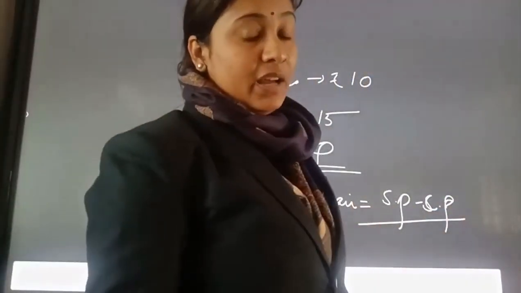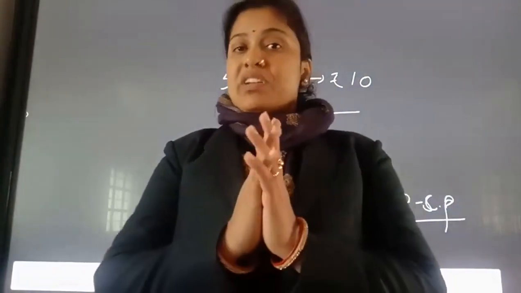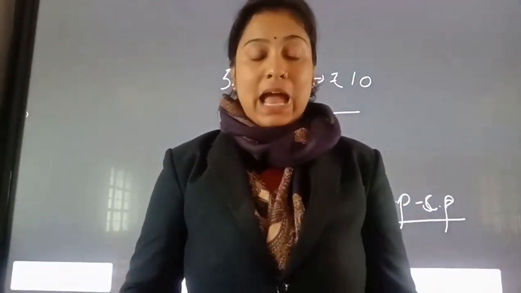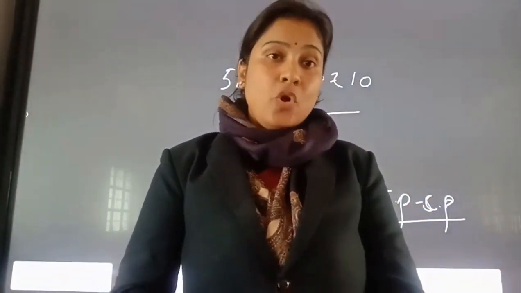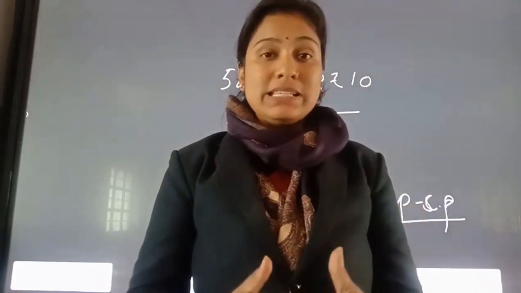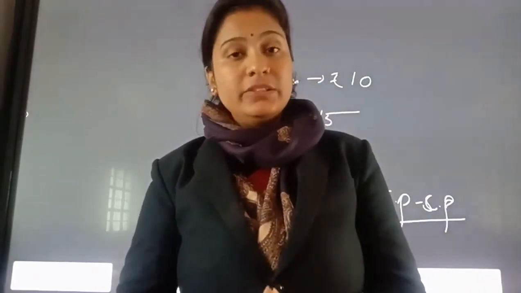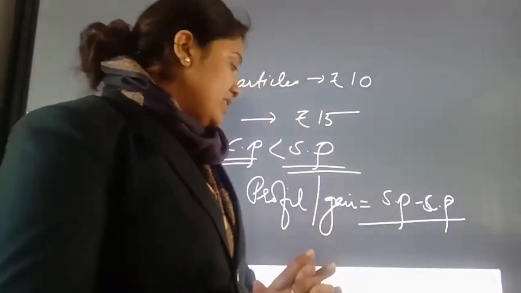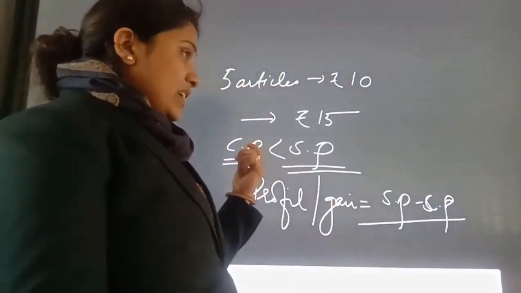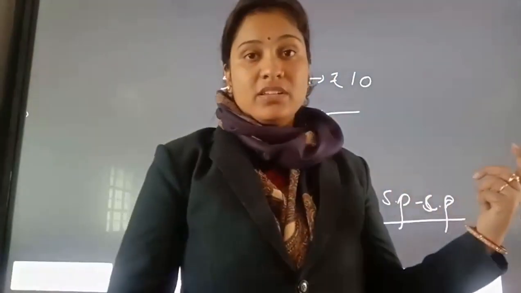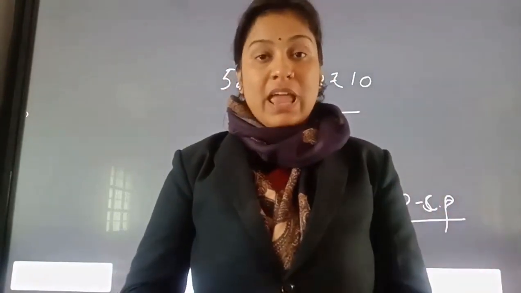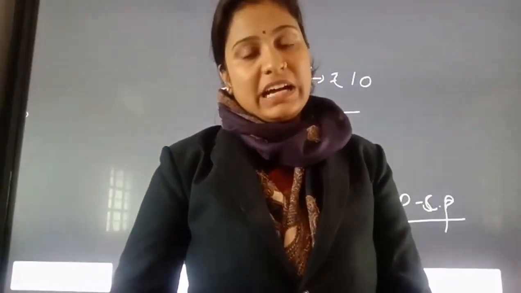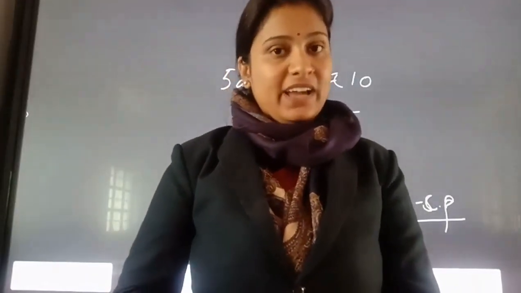I hope it is clear. Let us have a revision. What is the cost price? The price at which you buy an article. What is the selling price? The price at which you sell an article. What is the situation when CP, or the cost price, is greater than the selling price? When CP is greater than the selling price, you suffer a loss. And when SP is greater than the cost price, you have a gain. I hope this is clear.